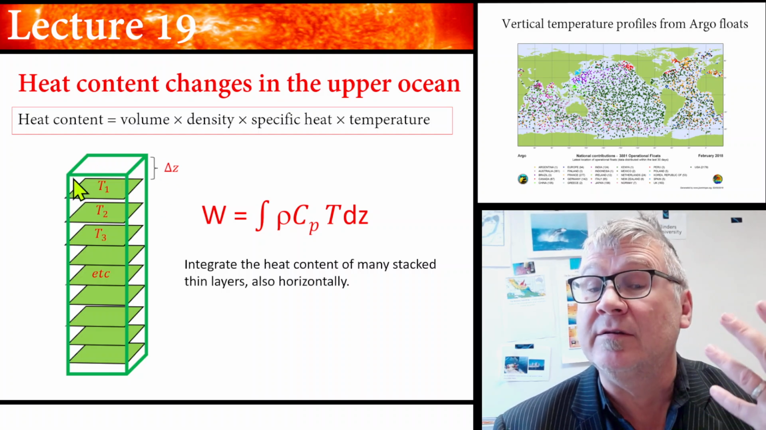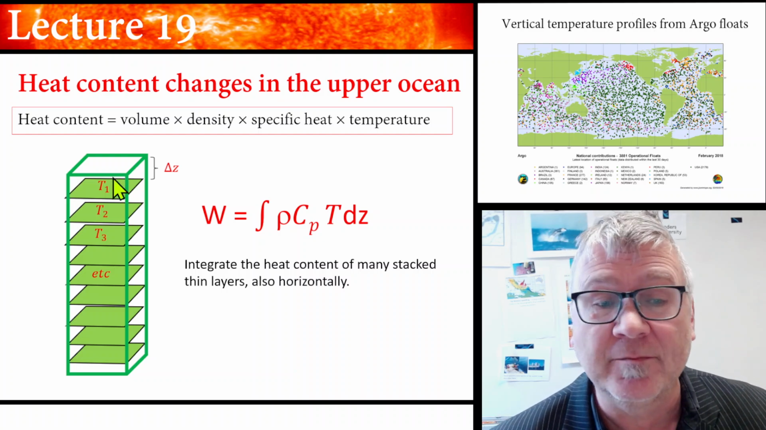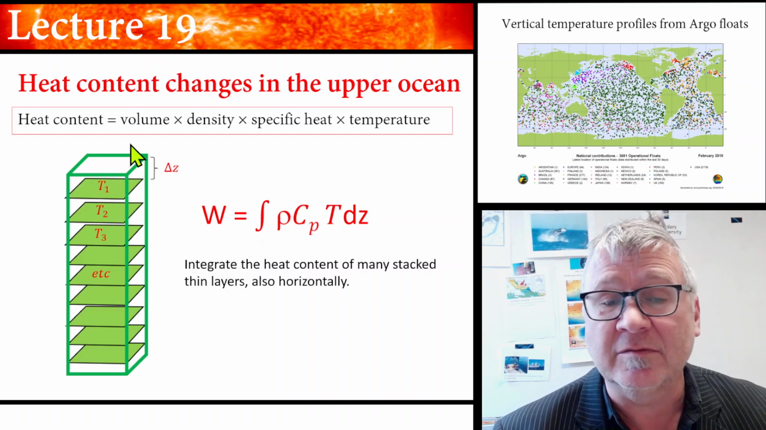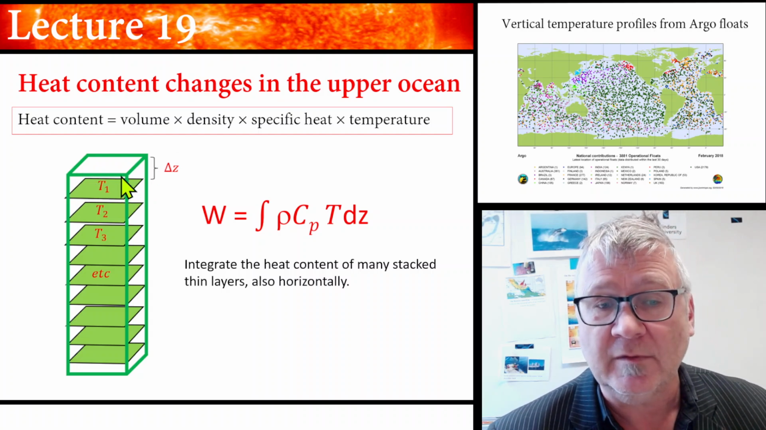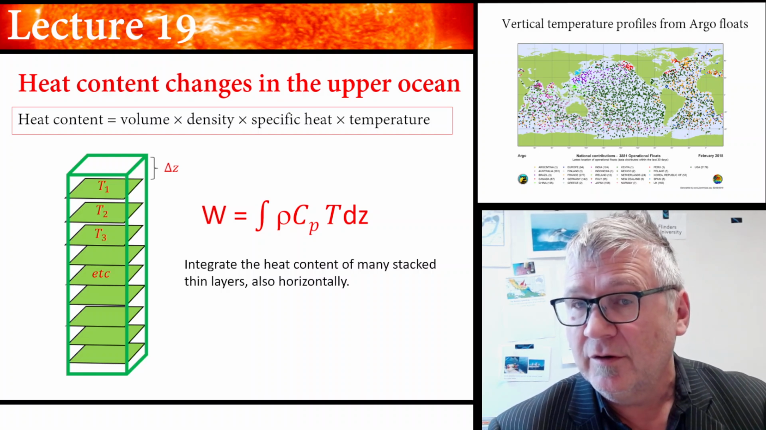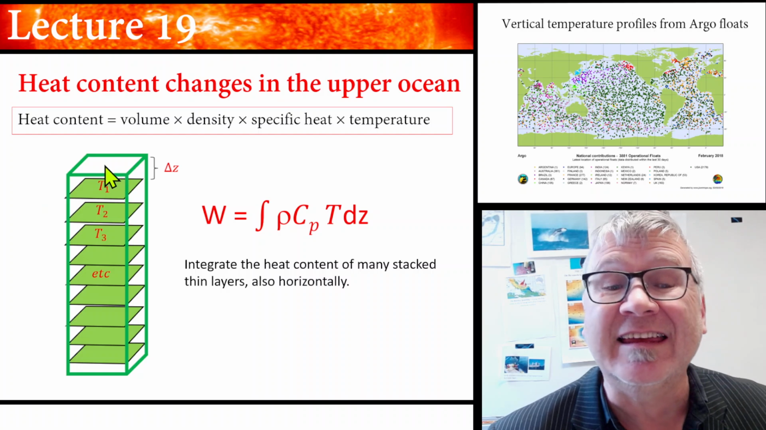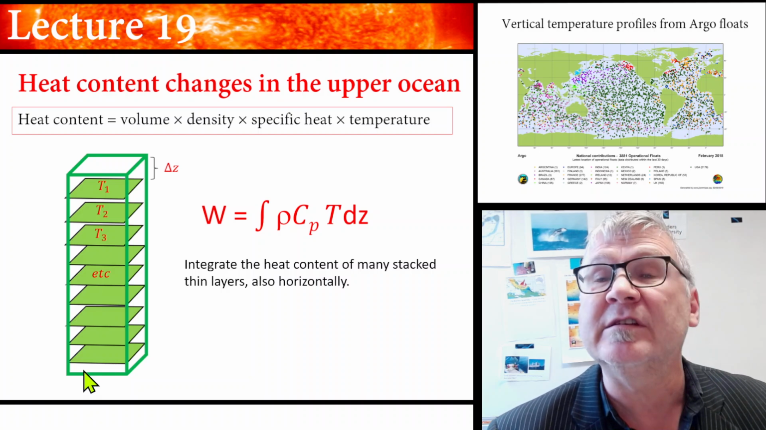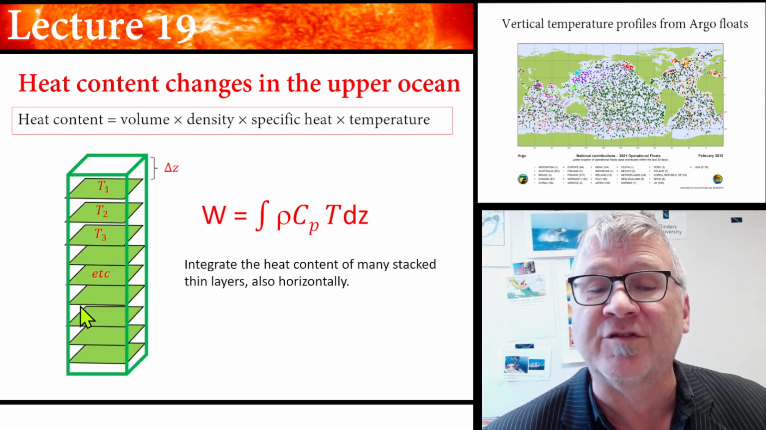The heat content is the volume times the density times the specific heat times the temperature. You need a measurement of temperature, and you need to look up values for the specific heat, and so on. And if you have a temperature profile from the surface to some depth, you can work out the heat content of your water column from top to bottom. This is in terms of an integral, which means the sum of all these little boxes.